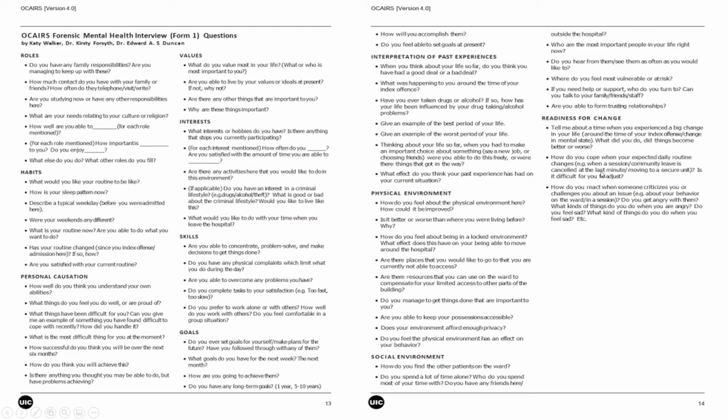So here is the OCAIRS forensic mental health interview, and this is form 1. So a little backwards, but I just wanted to go through the forms first, then get to the semi-structured interview portion of it. So here you have roles, habits, and all the elements or factors that go within the OCAIRS, and you have questions. And so I use this, and so even now I would still bring this to every single interview that I would conduct, because I think it's important to have a baseline to go off, especially in the beginning. So roles.